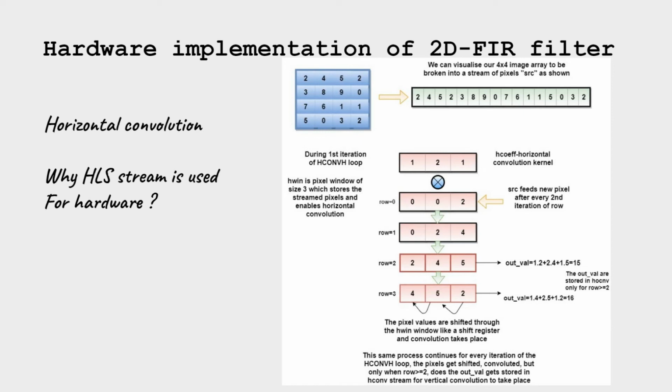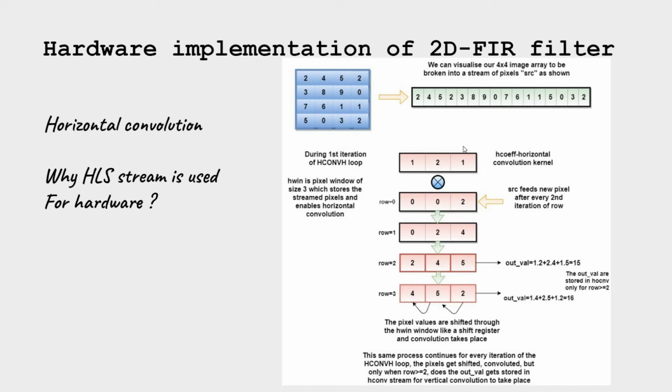A FIFO is generally created as an interface port, and here there is no requirement of any address management, as a result of which the resource complexity or the computational complexity is much simpler using this. So here we can imagine that this 2D array is broken up into a stream of pixels. We have a horizontal convolution kernel, and an HWN pixel window where new values from SRC keep feeding in after every iteration, and this acts as a shift register, keeping on shifting the values, as we can see: 0 0 2, then 2 4, then new value 5 comes in, then 2 goes out, and another new value 2 goes in, and corresponding element-wise multiplication and addition goes on happening, and the values are stored in out val.